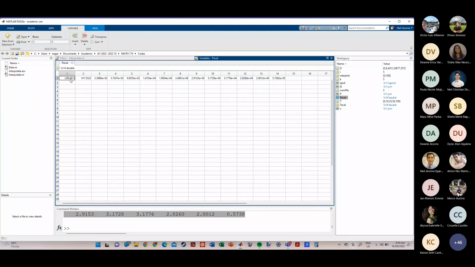At day 7, meron ka negative 209.68. At day 14, you have 617.35. Anong day na to? At day 21, you'll have 2.59 times 10 to the 3rd, and so on. Right? At ito yung makita nyo dun sa table na nandun sa example, kung saan tayo tumigil kanina.